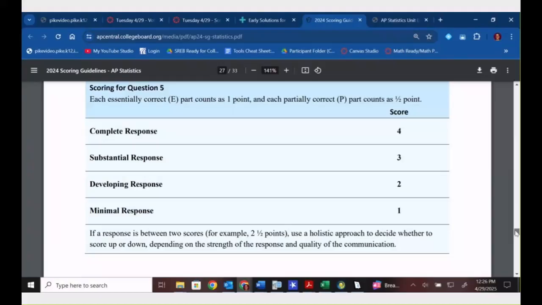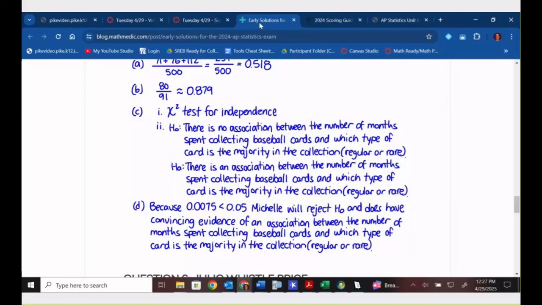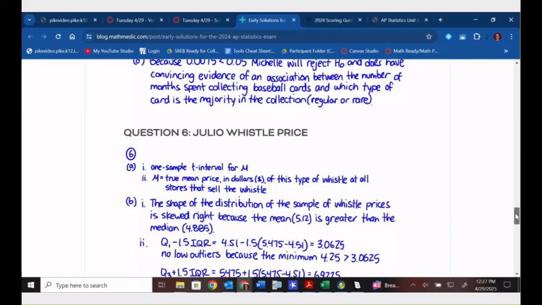Does anybody have any questions about that one? All right, last one, and then we will be done with this. Question number 6, let's look at the model solution first, and then we will score it.